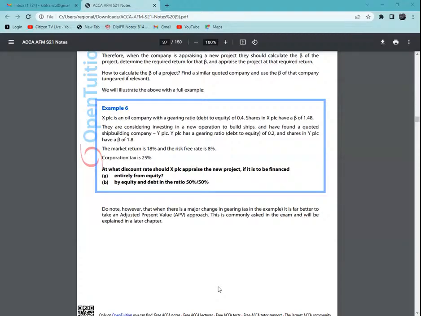Now, from there, we have a corporation tax rate of 25%. So what discount rate should XPLC use to appraise the new project if it is to be financed, A, entirely from equity, and B, equity and debt in the ratio of 50-50? Should I do this question directly, or should I give you 1, 2, 3 minutes to try the question yourselves?